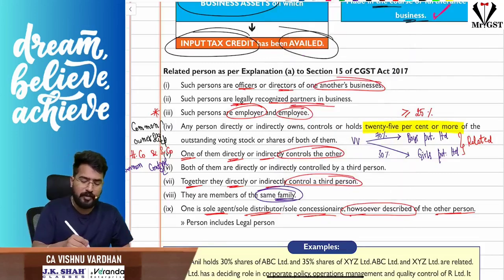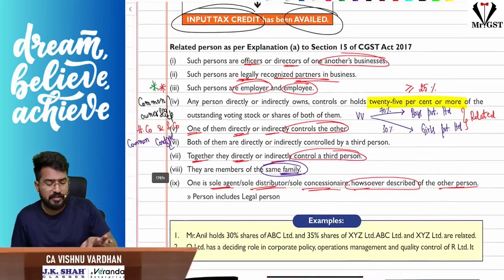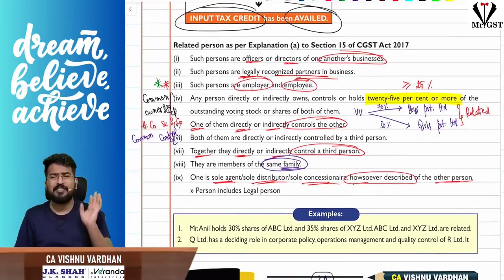So employer employee, again an important concept which we will have an elaborate discussion on. Next, they are called as related. Anything happening between them is supply, even without consideration.